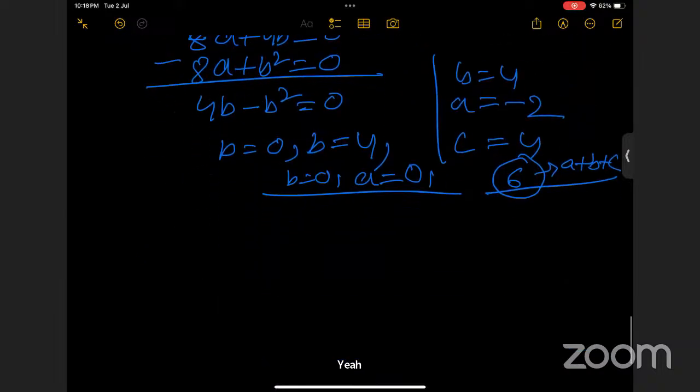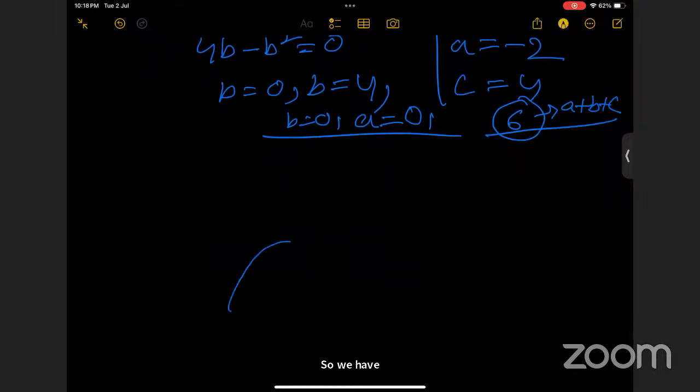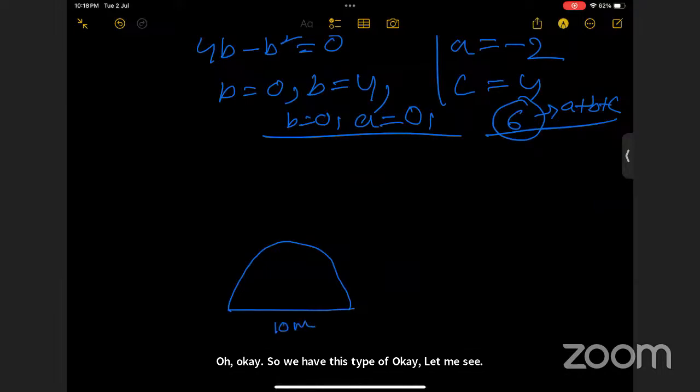So we have this type of gateway construction. Go through the gateway. This is 10 meter. The maximum height is 5. The truck is 6 meter wide, with uniform height to consider. We need the minimum possible height of the gate so that the truck could pass without touching the wall of the gate.